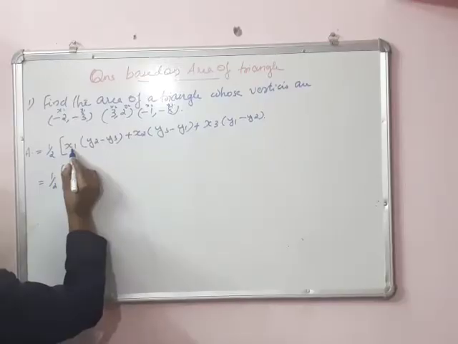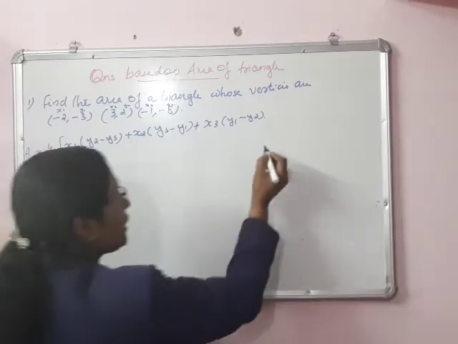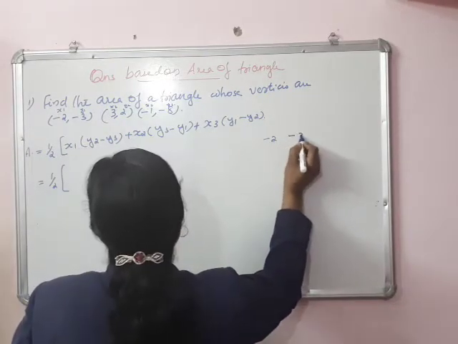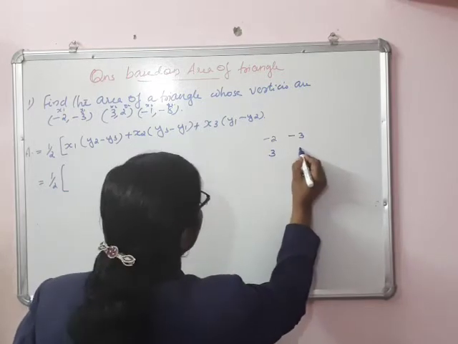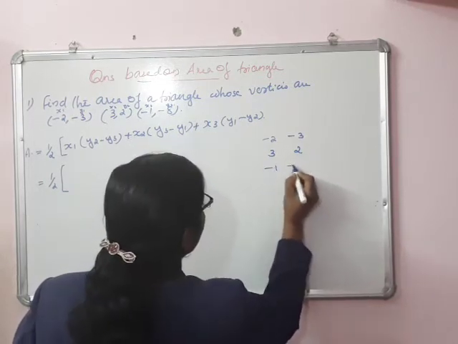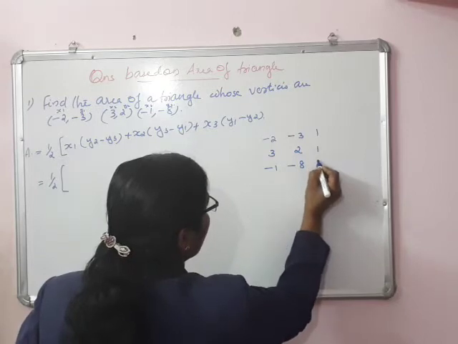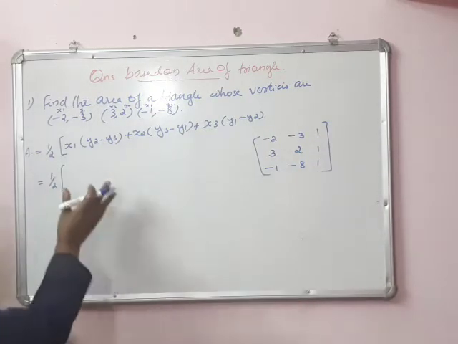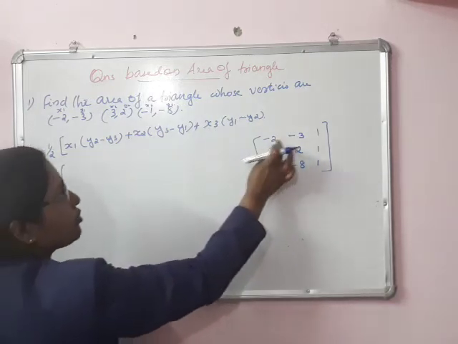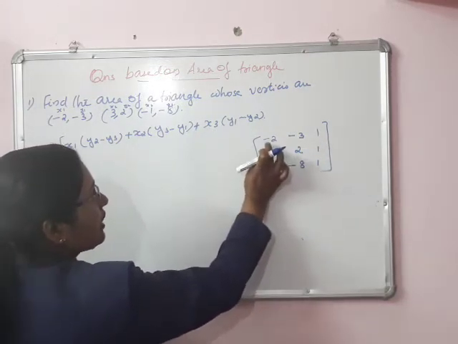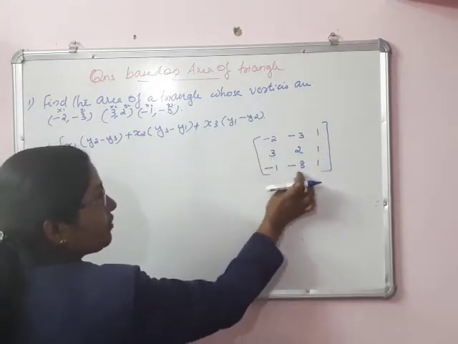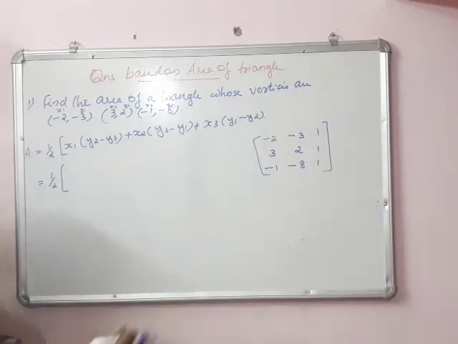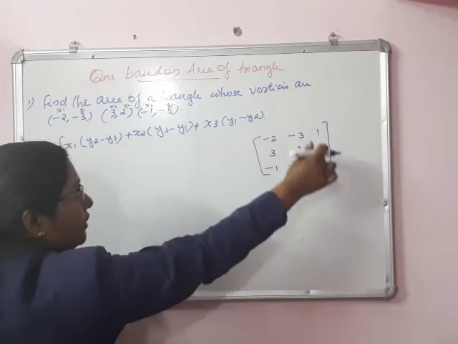So first, you may write the points (-2, -3), (3, 2), (-1, -8) with a column of 1, 1, 1. This is the determinant. You should write that on your answer sheet. That is x1, y1, x2, y2, x3, y3, and the last column becomes 1, 1, 1.